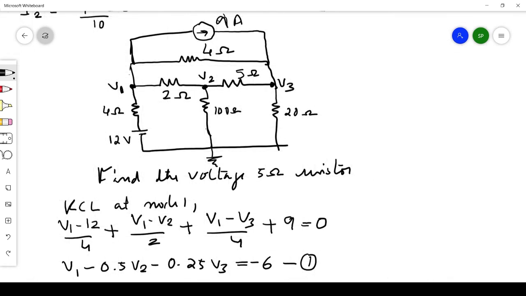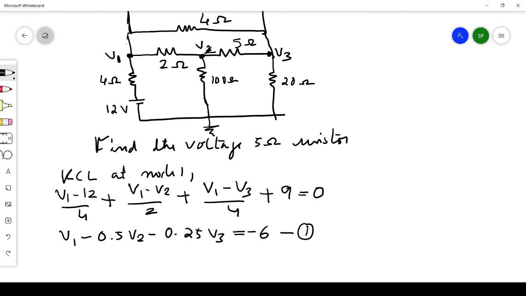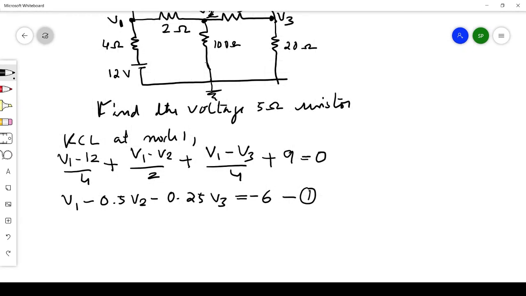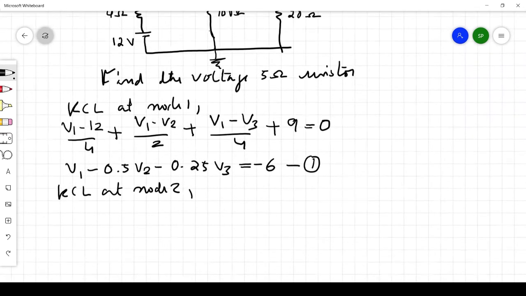Now we will consider node 2. This is V2. Applying KCL at node 2, we can see three branches here. So we'll take the sum of the currents through this 2 ohm, this 5 ohm and 100 ohm. The current through 2 ohm is (V2 minus V1) upon 2, the current through 100 is V2 upon 100, and the current through this 5 ohm is (V2 minus V3) upon 5. So we take the sum.